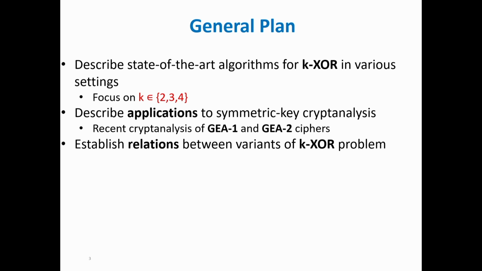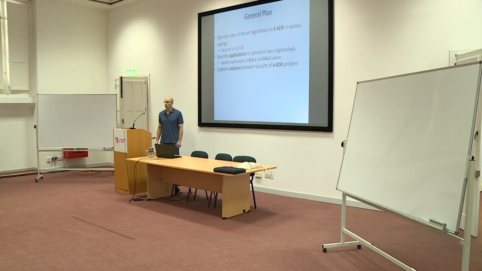Another part of the talk, which I'll get to this afternoon, is a relatively recent result that establishes relations between the variants of the k-XOR problem. The focus here is different from the other two parts because it's in the intersection of several areas, like provable security, cryptanalysis, and fine-grained complexity. There are many things going on there, and I think it's an interesting result that I'll discuss this afternoon. Okay, so that's the general plan. So let's start.